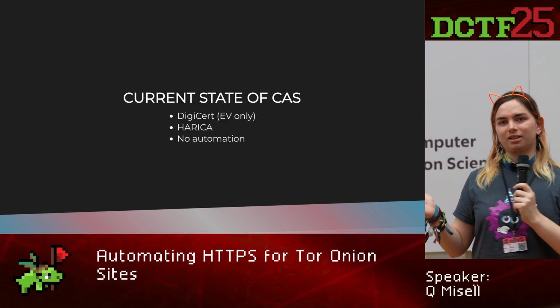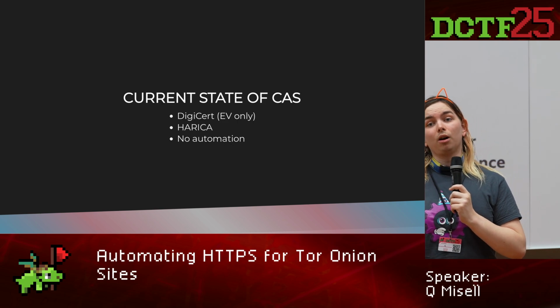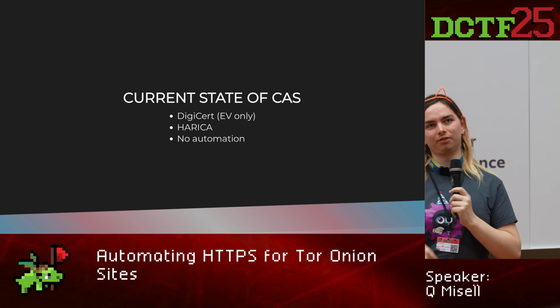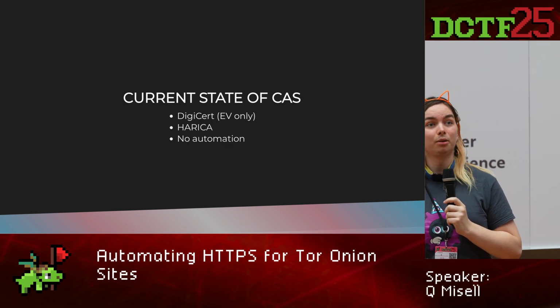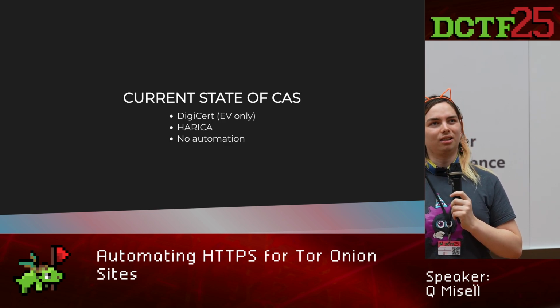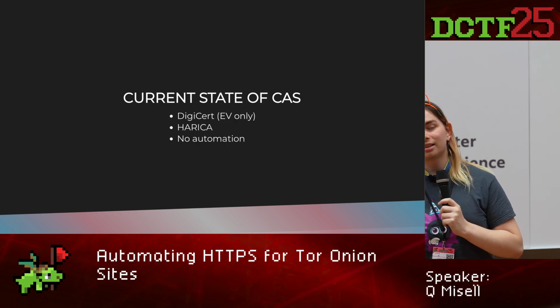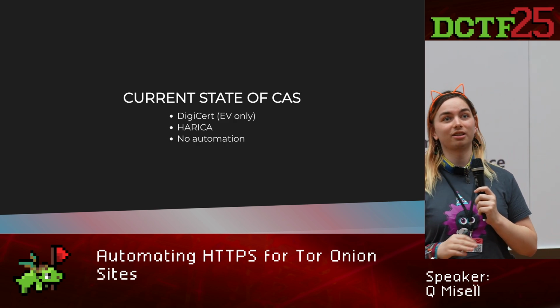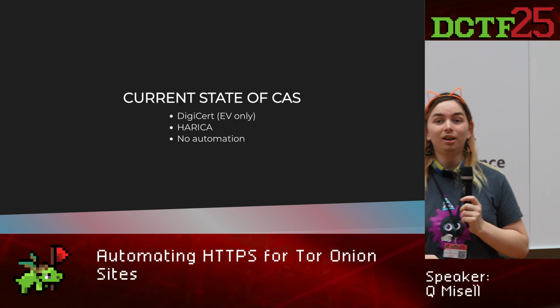So the current state of CAs is DigiCert will issue you an EV cert only. EV certs are extended validation. They involve a notary public, which is, for those of you who don't know, a special kind of lawyer. If you had to get a lawyer every time you had to renew your TLS certificate, would you really be doing HTTPS on your website, or would you just say, no, this is way too much effort, and give up?